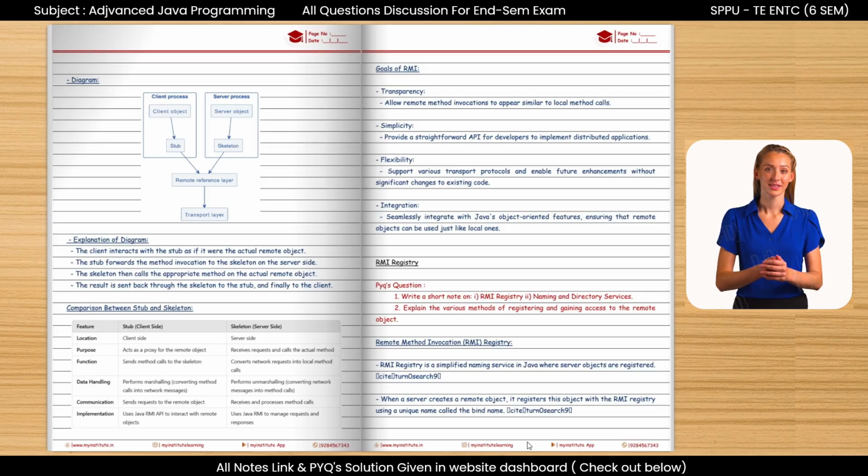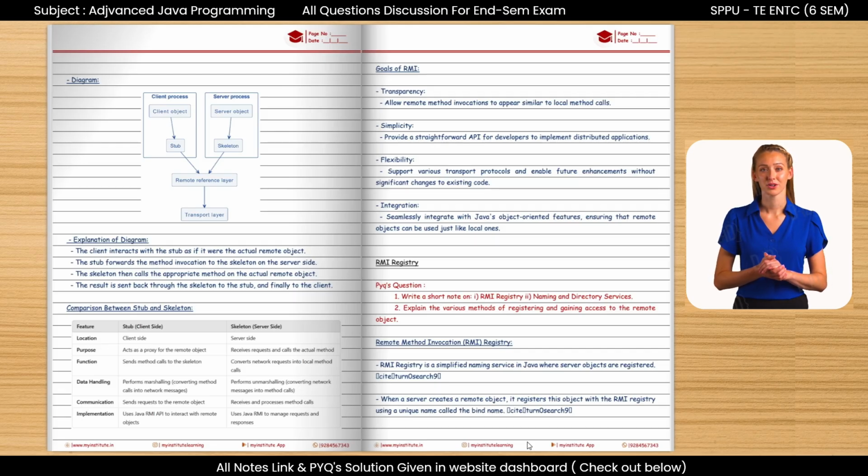Now, let's move on to our next topic, which is comparing stub and skeleton. From this topic, we can expect the question like, compare between stub and skeleton. Explain with a neat diagram the RMI architecture. The stub and skeleton play a crucial role in RMI communication. The stub is present on the client side and acts as a proxy for the remote object. When a client invokes a method, the stub forwards the request to the skeleton, which is present on the server side. The skeleton then executes the requested method and returns the result to the stub. This entire process is hidden from the user, making remote communication smooth and efficient.